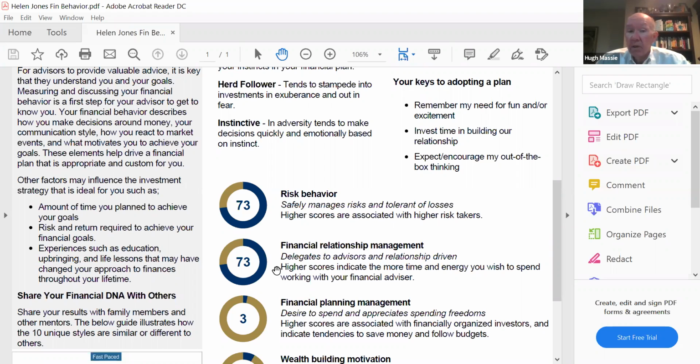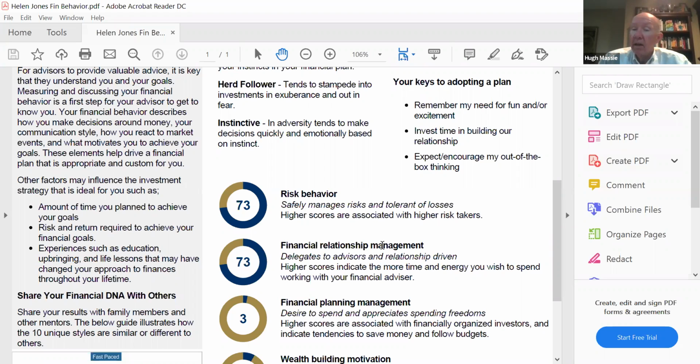Relationship management. Again, she's come out with a score of 73% here. So she wants a relationship with an advisor. So this is where you can step in and mentor her, guide her, get close to her. She's going to want some energy from you in the advisory process, whereas someone with a lower score doesn't want as much interaction with the advisor. They might want to make the decisions themselves and just use the advisor as a sounding board.